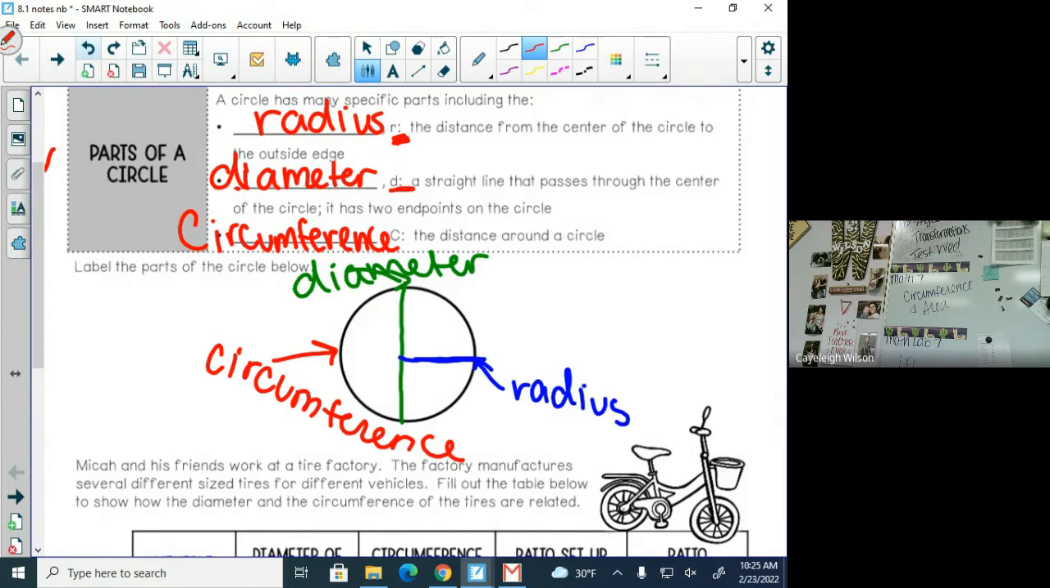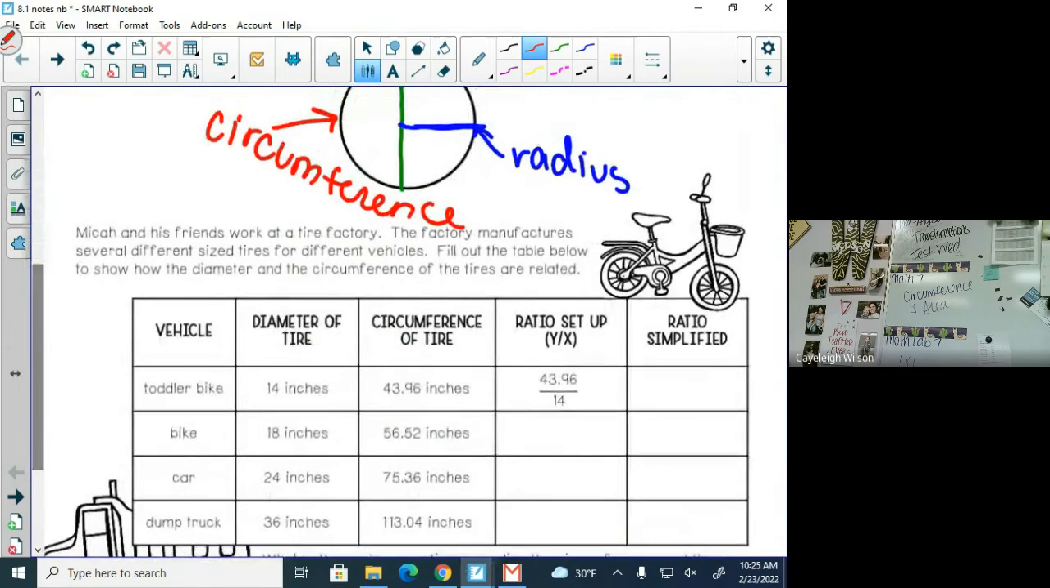All right, there is one other component that we're going to need to be able to find circumference, and we're going to explore where this number comes from. It says, Mike and his friends are working in a tire factory. The factory manufactures several different size tires for different vehicles. Fill out the table below to show how the diameter and circumference of the tires are related. The first vehicle is a toddler bike. Diameter of the tire is our X, and circumference of that tire is our Y.